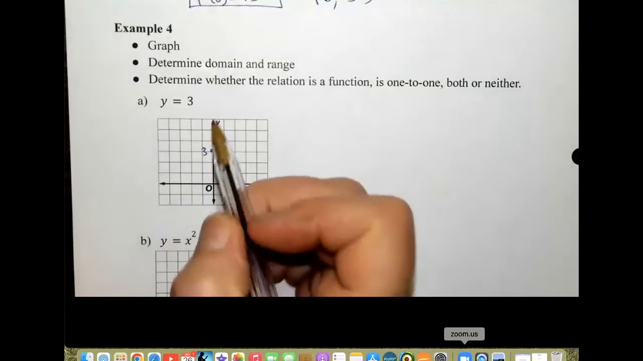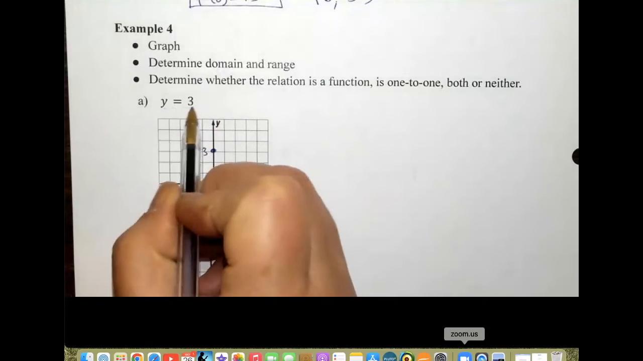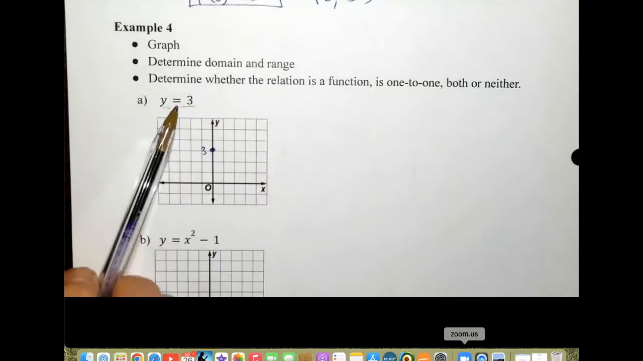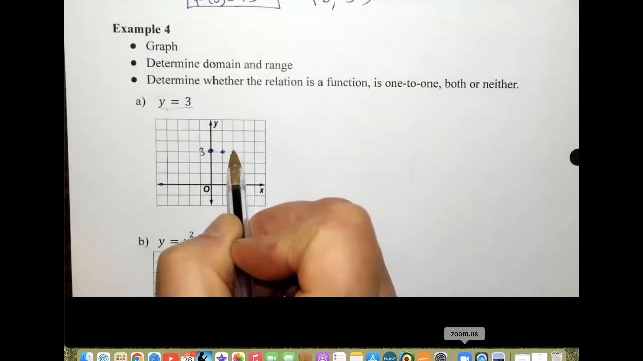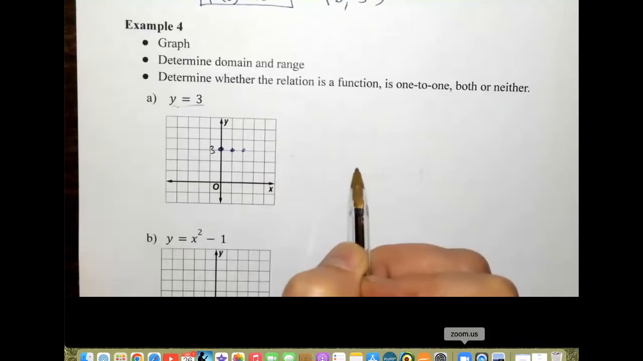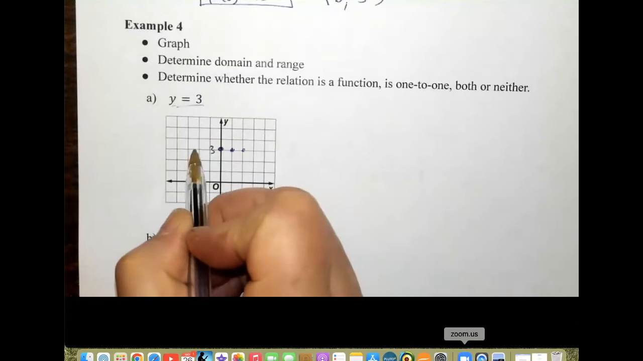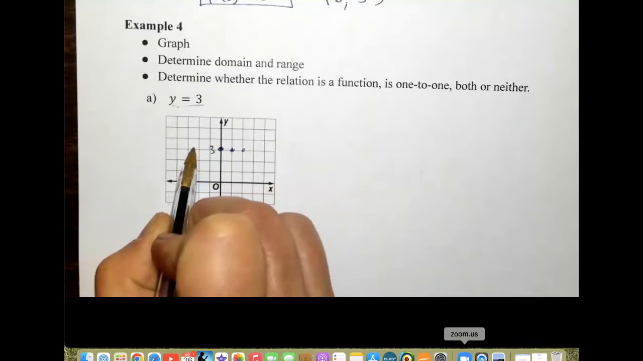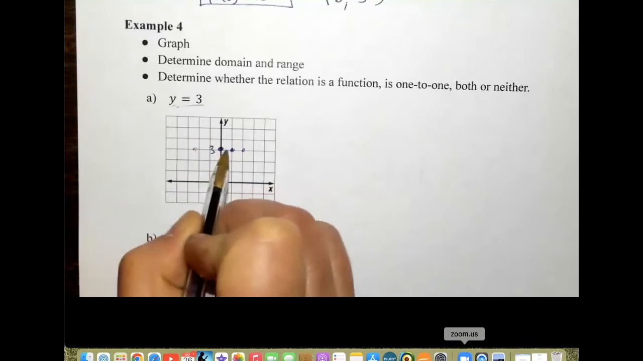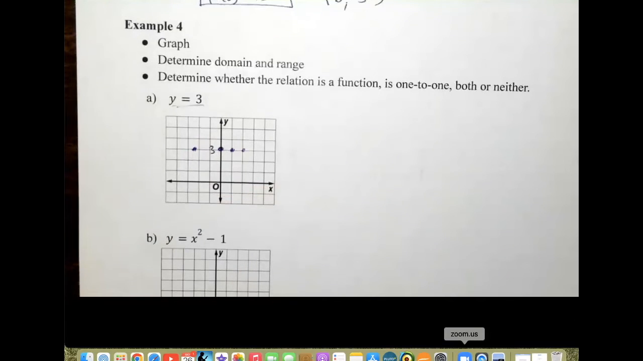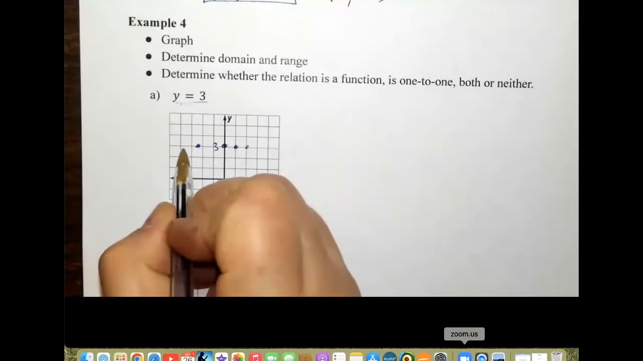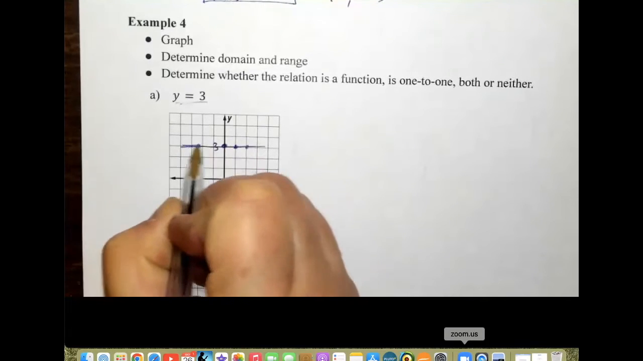Is that the only place where y equals 3? Does y equal 3 right here? Does it equal it here? How about right here? Isn't this 3 still? So how many times am I going to have to do this? If y equals 3, is it finite? Is it infinite? It goes on forever, because it's a horizontal line. Y equals 3 is that horizontal line.